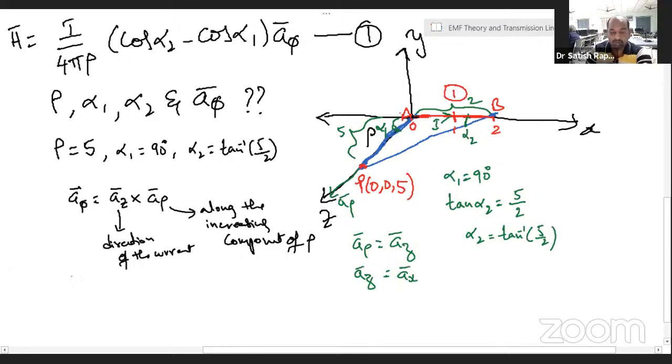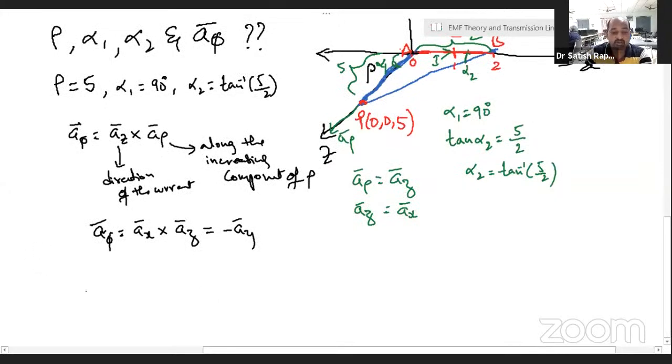So here, a phi bar is equal to ax bar cross az bar, which is equal to minus ay bar, right? So therefore, all the values are known. Rho is equal to 5, alpha 1 is equal to 90 degrees, alpha 2 is equal to tan inverse 5 by 2, and a phi bar is minus ay bar, right? And substitute all the values, simplify, you will get the answer, right?